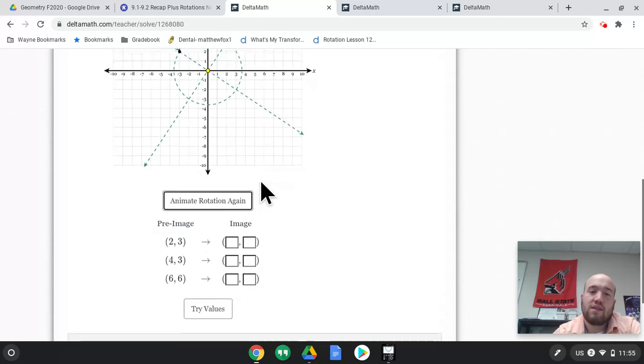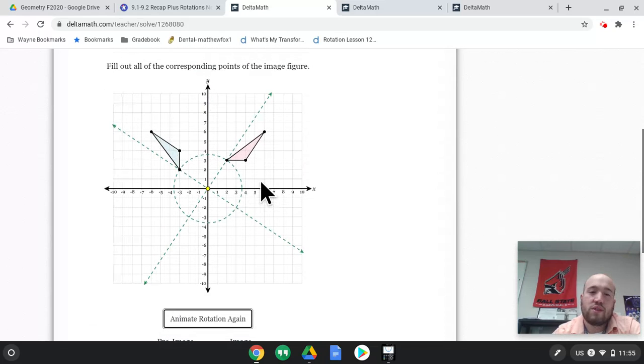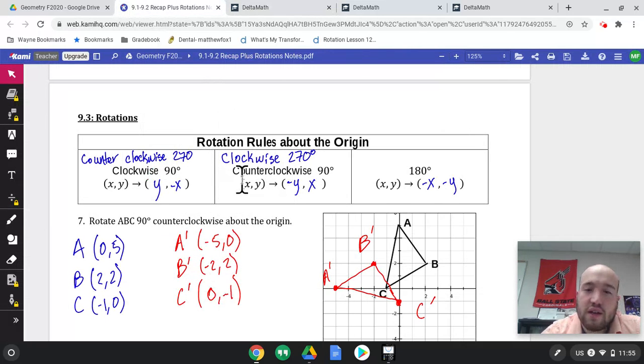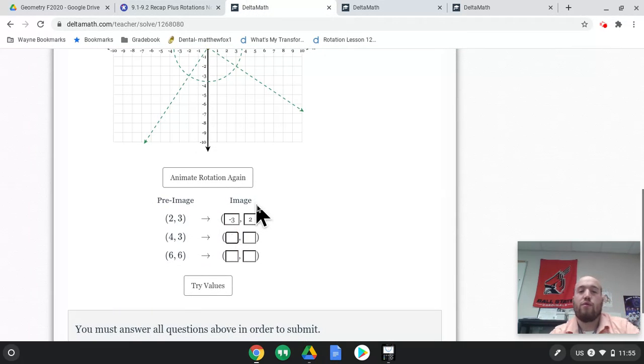Now, to get these points, once again, we can either just find like 2, 3 became -3, 2, and we can put that. That is fine. That will work. The other option is thinking back 90 degrees counterclockwise right here. X and Y switch and the Y becomes negative. So if it was 4, 3, they switch and it becomes -3, 4, and then -6, 6.